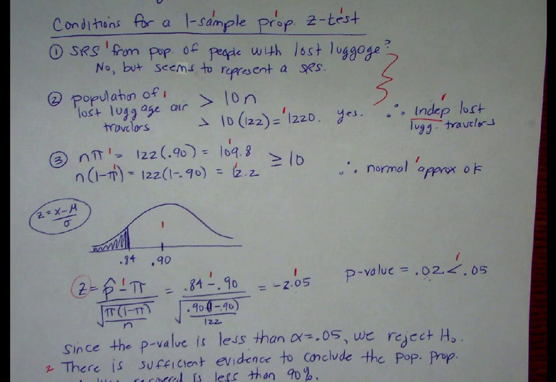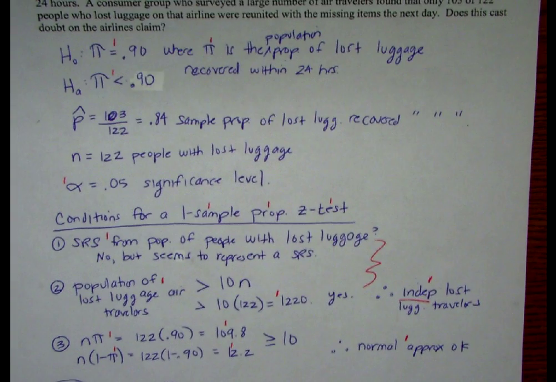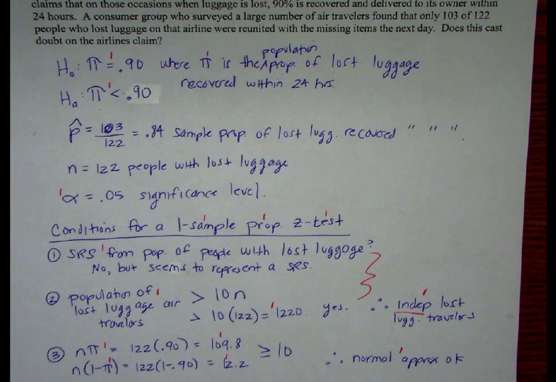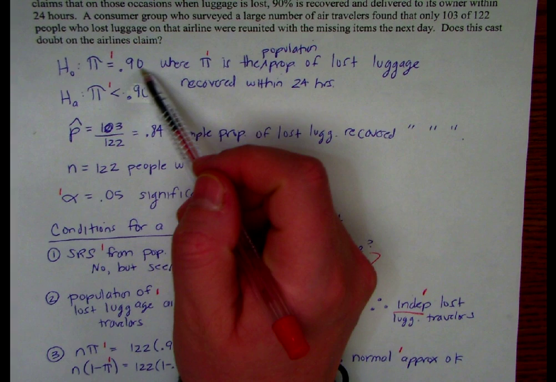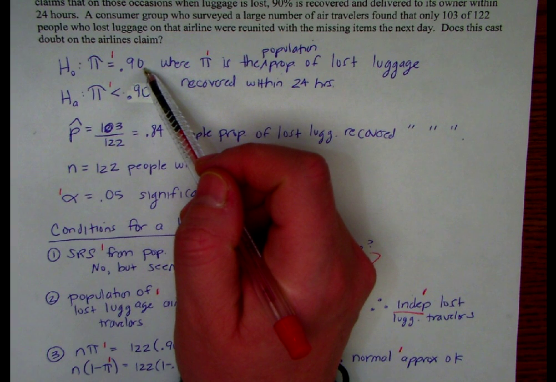Lastly, I'm hoping this is my last one on this same lesson, I would like to explain to you how a significance test is working. So you have a claim that's made. Okay, a claim is made. It's 90% of our luggage is recovered within 24 hours.